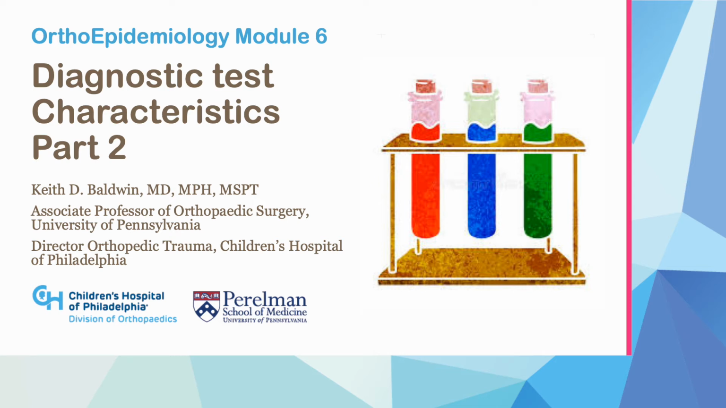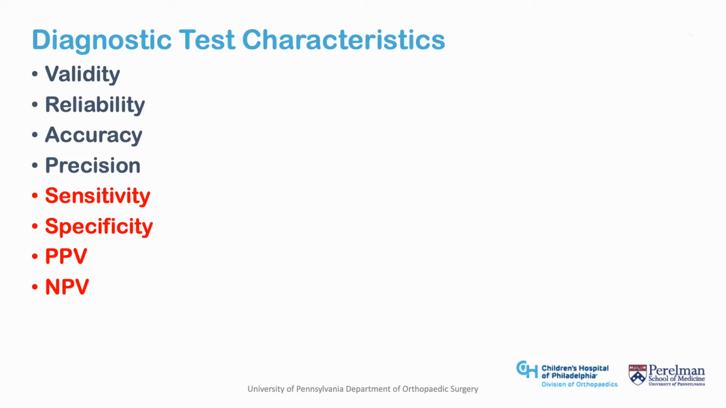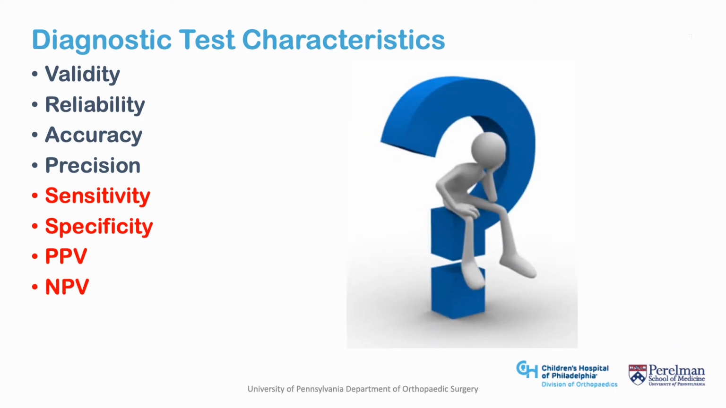Welcome to Module 6 of OrthoEpidemiology, Diagnostic Test Characteristics 2. In the last module, we discussed validity, reliability, accuracy, and precision. In this section, we will discuss the sensitivity, specificity, positive and negative predictive value.